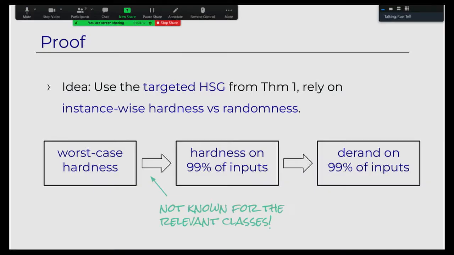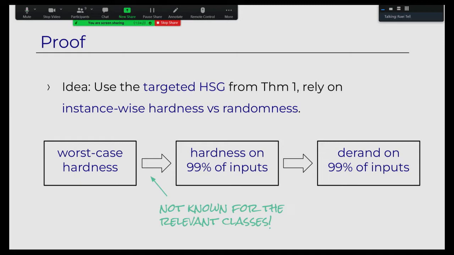Yeah. We're going to apply a worst case to average case reduction, and we're going to get hardness on 99% of the inputs, and then we get the randomization on 99% of the inputs. Sound plan, except that this isn't known. Worst case to average case reductions, for example, linear space against BPP, are not known unless you start with hardness for structured problems or you pay reduction overheads.